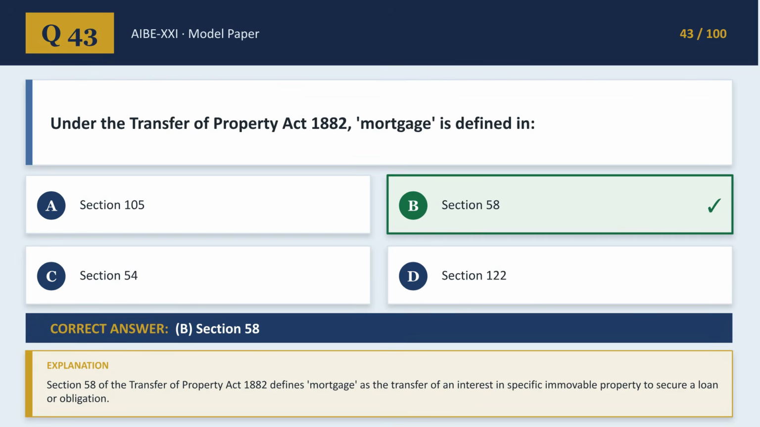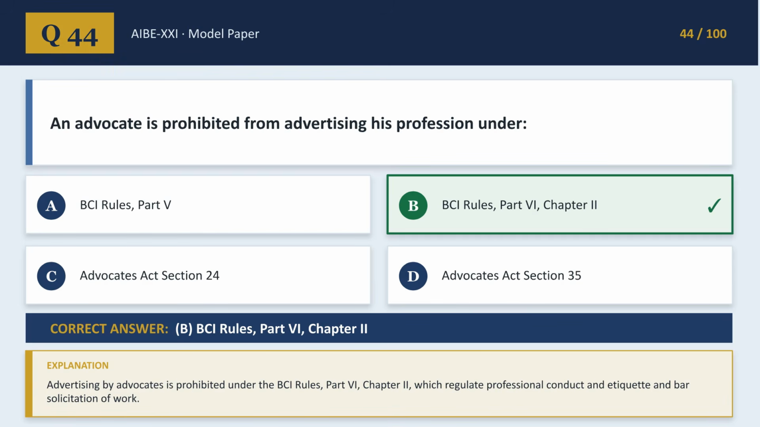Question 43. Mortgage is defined under the Transfer of Property Act 1882 in Section 58. The correct answer is B. A mortgage is a transfer of interest in specific immovable property for loan security. Question 44 asks where advertising by an advocate is prohibited. The correct answer is B, BCI Rules, Part 6, Chapter 2, which regulates professional conduct.